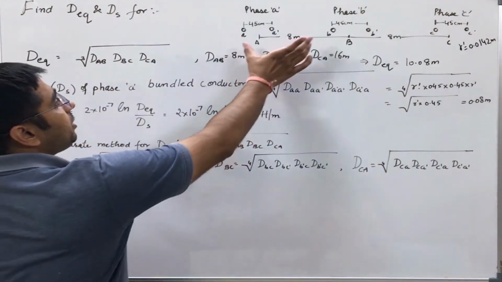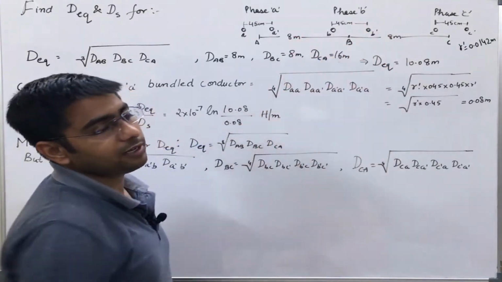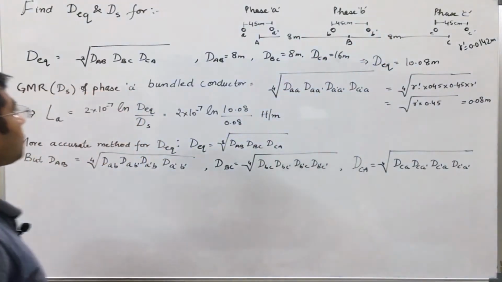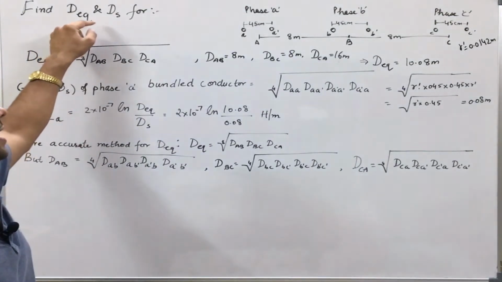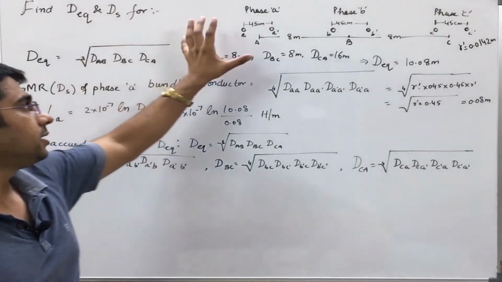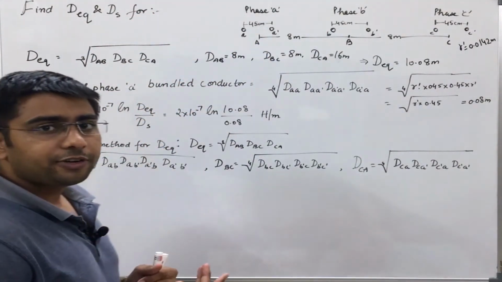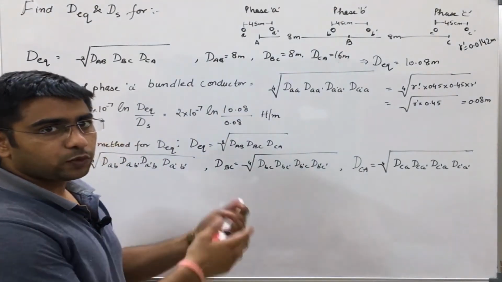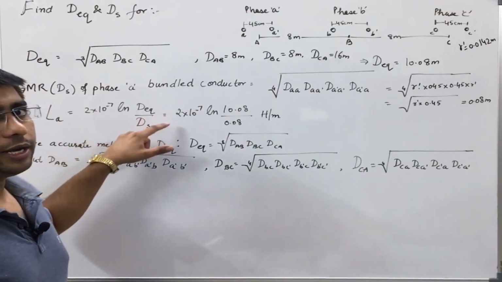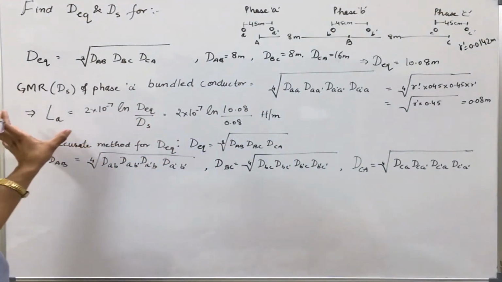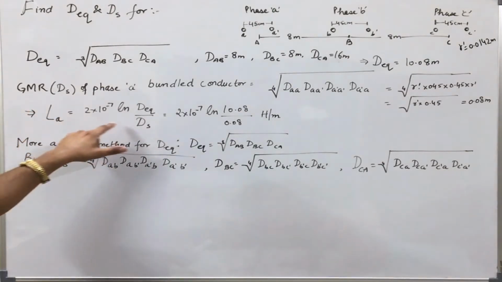Now the distance between center to center of each bundle is given as 8 meter and 8 meter, and AC will be 16 meter then. Now we are asked to calculate the D equivalent and DS, that is the GMR of this bundle conductor. As we know, the inductance of a three-phase transmission line, if it is transposed, can be given by 2 into 10 to the power minus 7 natural log D equivalent by DS. It will be the inductance per phase. So for phase A, this will be the inductance.